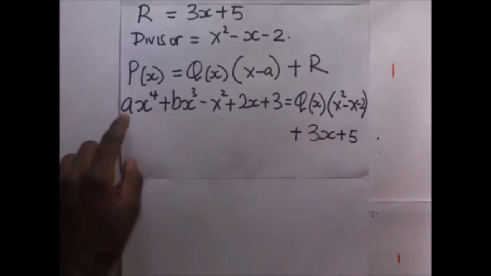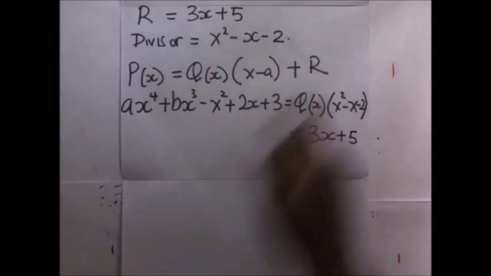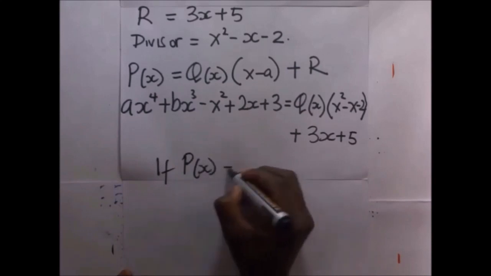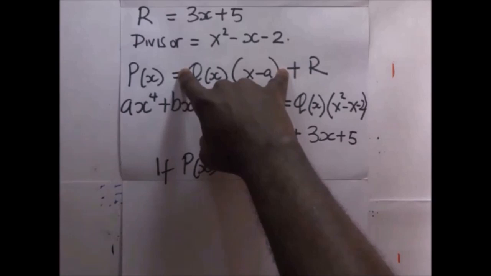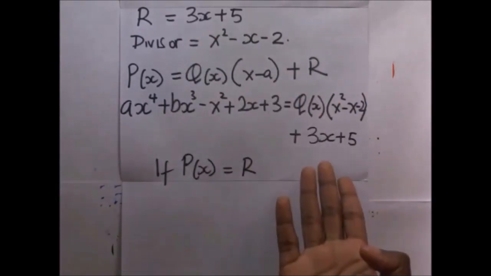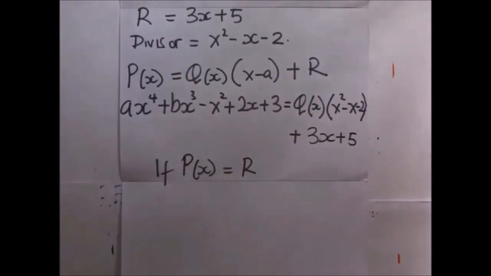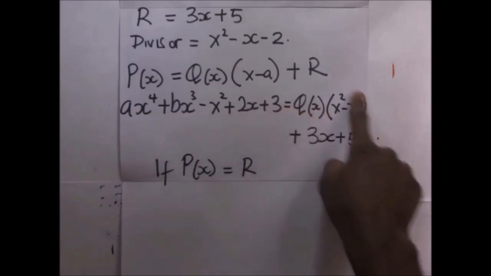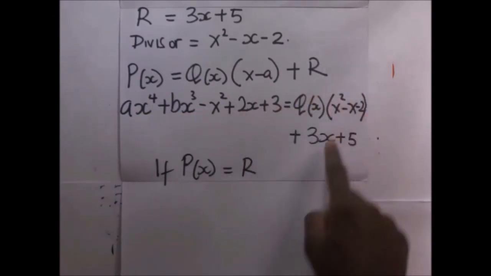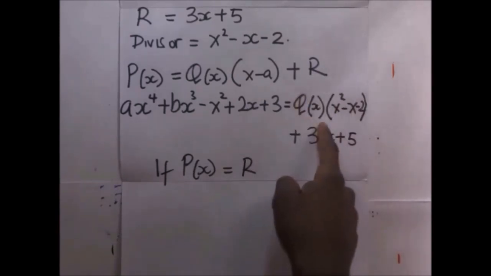They're asking us to find the values of a and b in this polynomial. We all know that if p of x is to be equal to the remainder, then it means that this whole term should be equal to 0 for that to be possible. For p of x to be equal to r, this whole term must be equal to 0. So if we're looking at this polynomial, it's equal to the product of the quotient and the divisor, plus the remainder. It means that this whole term must be equal to 0.